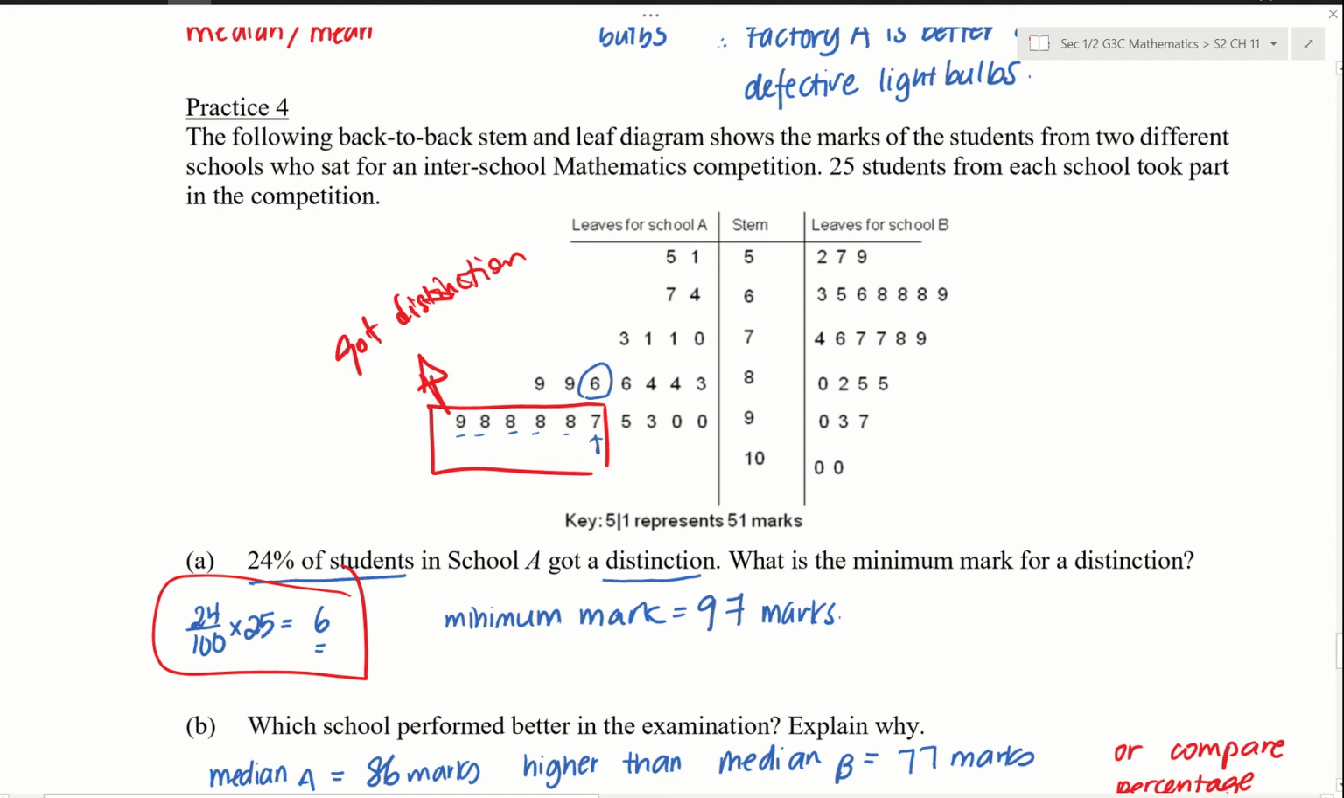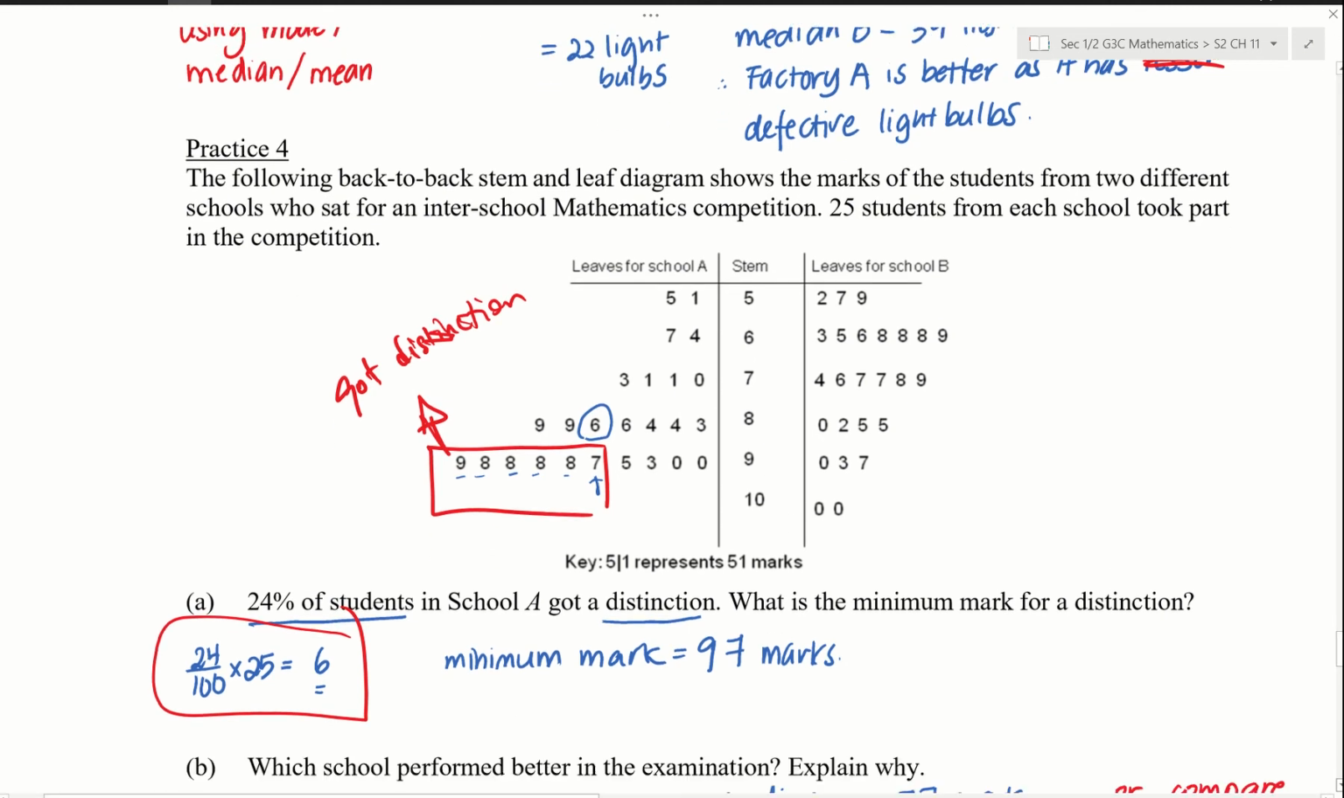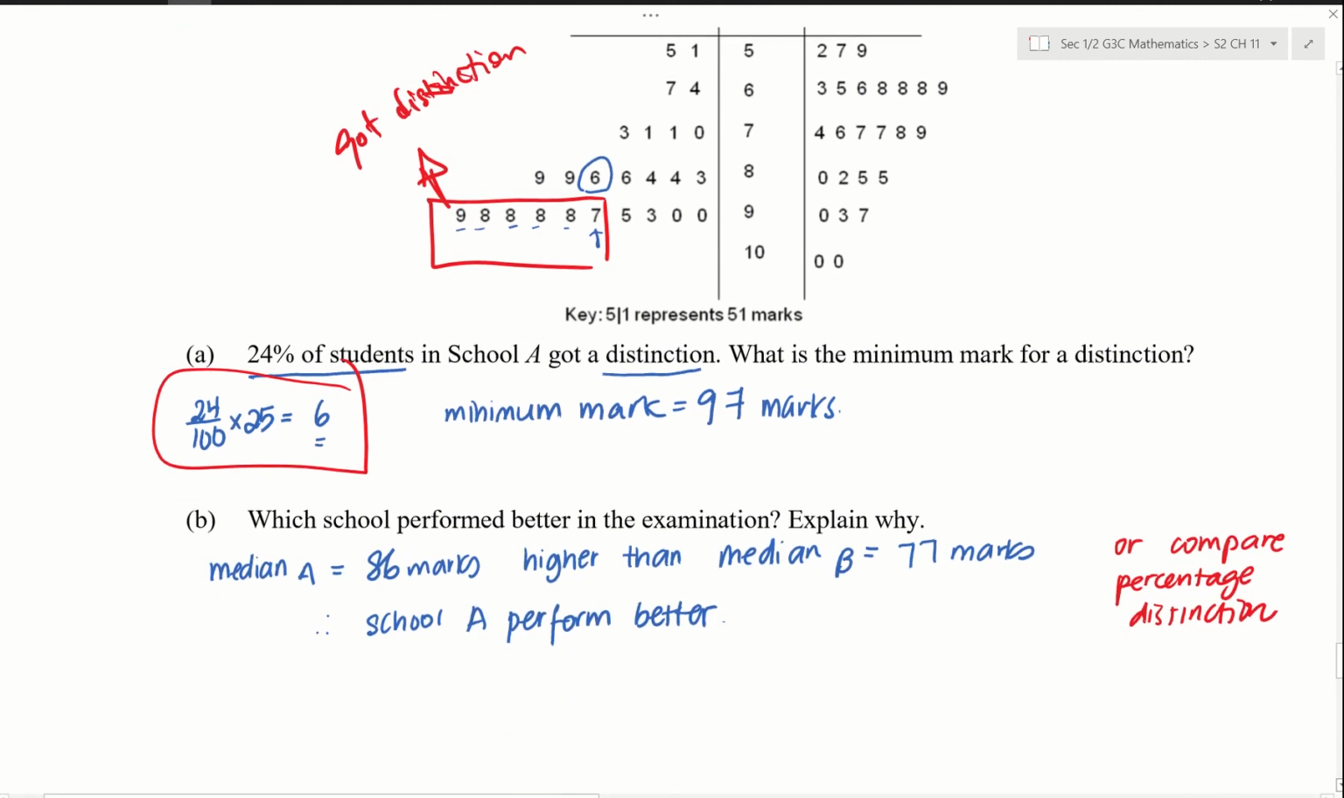And which school performed better? In part B, I'll let you think about it. What would you use to determine which school did better for the exam? Will you use the mean, median, mode, or would you use something else? Can you make the decision? And then now we take a look at the suggested answer. In part B, you can use the median. So write down the two values for both medians.